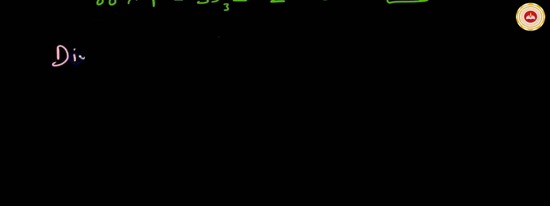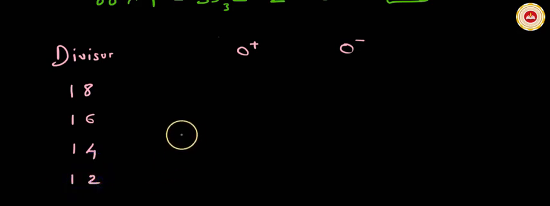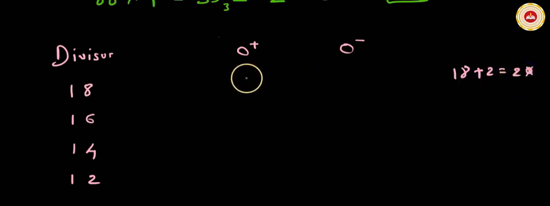See, let us write divisor here, and let us write positive osculator here, and let us write negative osculator here. 18, 16, 14 and 12. Let us calculate positive osculators for these 4 divisors and write here. See, positive osculator for 18. 18 plus 2 is 20. Neglect 0 and write 2. This 2 is positive osculator.